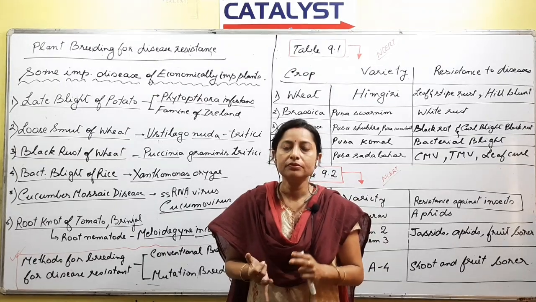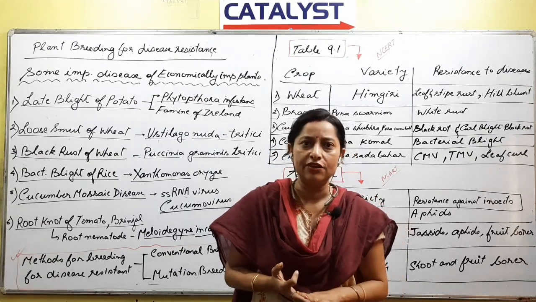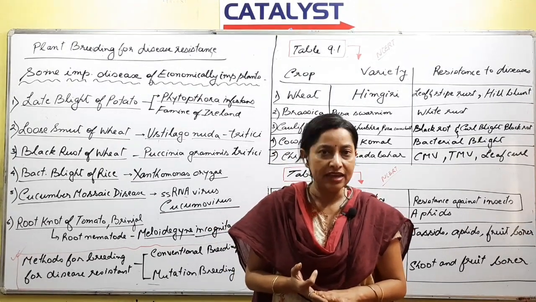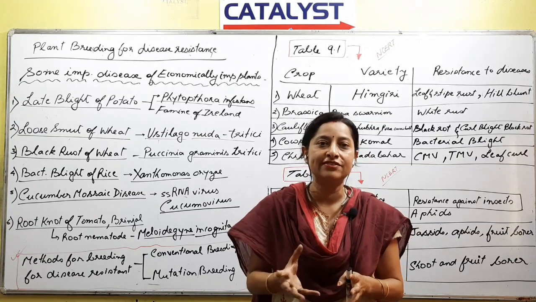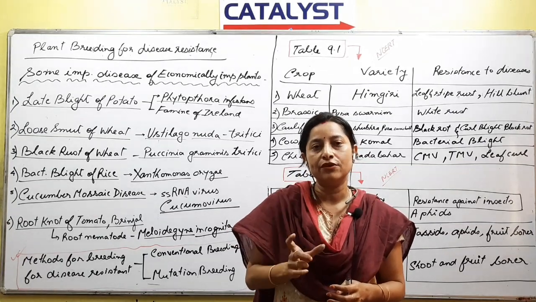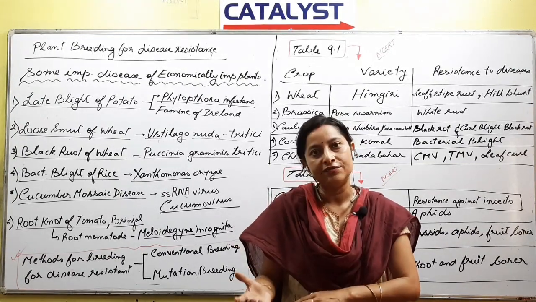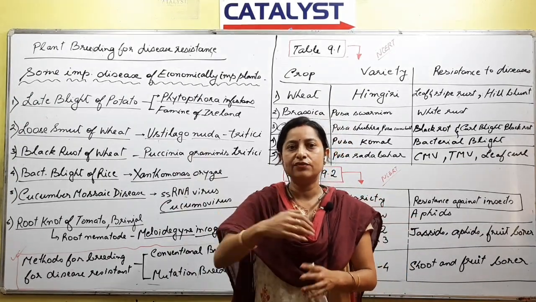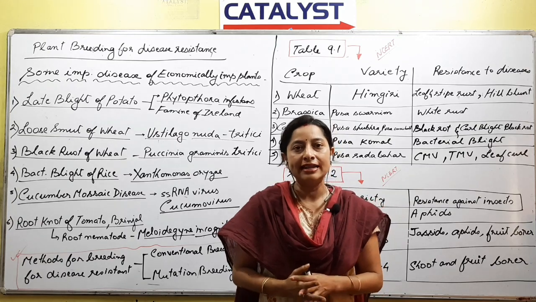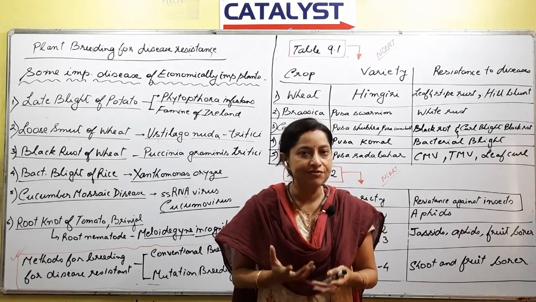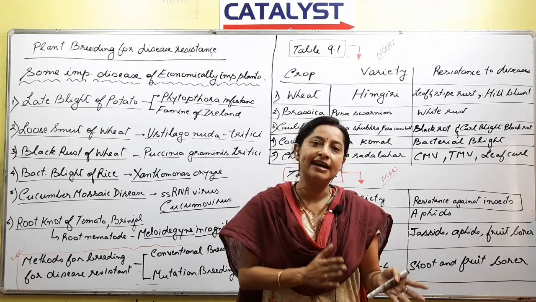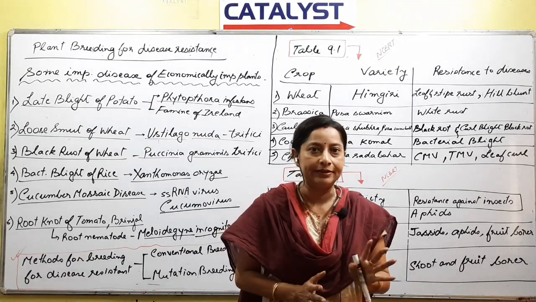Host genome, pathogen genome, and the environment, and these three are always interrelated, right? The host genome is related with the pathogen genome, which is related to the environment, which is also related with these two factors, right? So ultimately, if all three factors are favorable, that would result in the causing of disease to the plant, right?